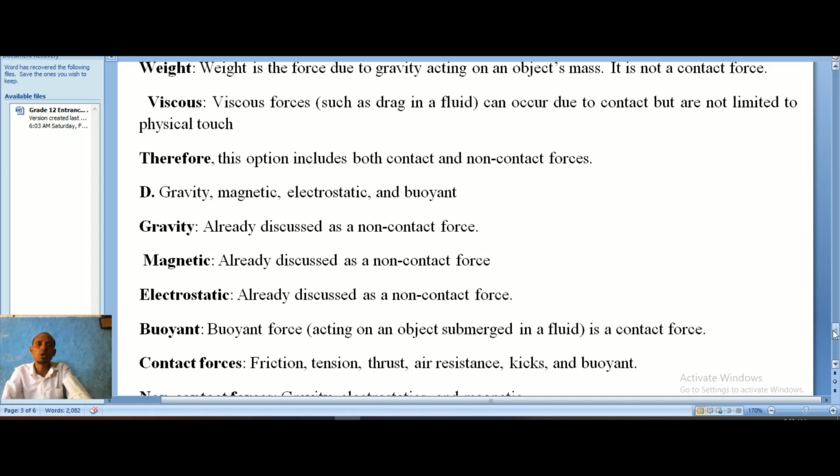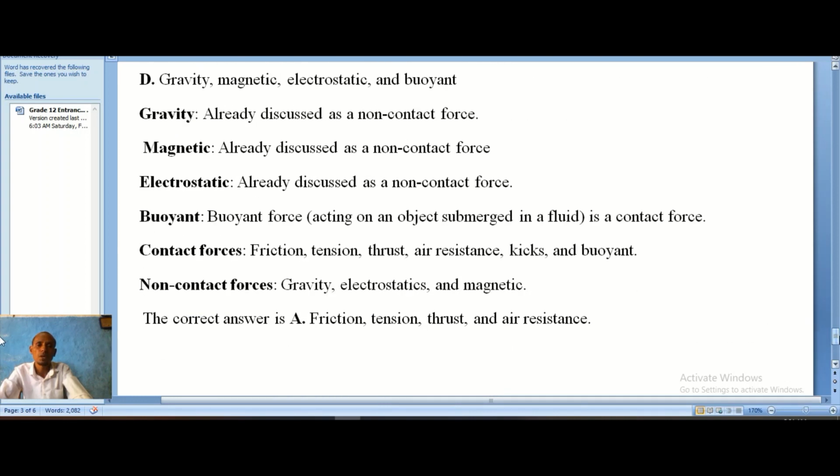And choice D, gravity, magnetic, electrostatic, buoyant force. Gravity was already discussed above as a non-contact force, magnetic is also a non-contact force, and electrostatics is also a non-contact force. Buoyant force acting on an object submerged in fluid is a contact force. So friction, tension, thrust, air resistance, kick, and buoyant force are contact forces. So the correct answer is: friction, tension, thrust, and air resistance are all types of contact forces.